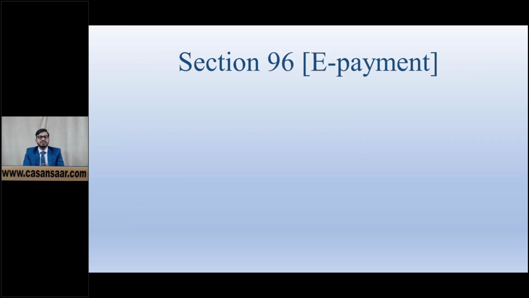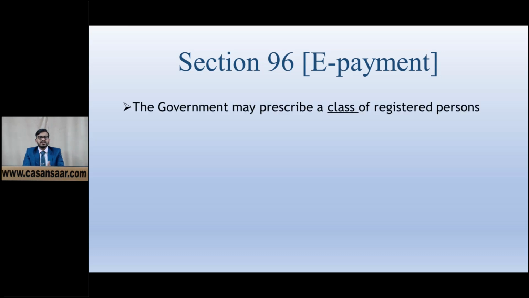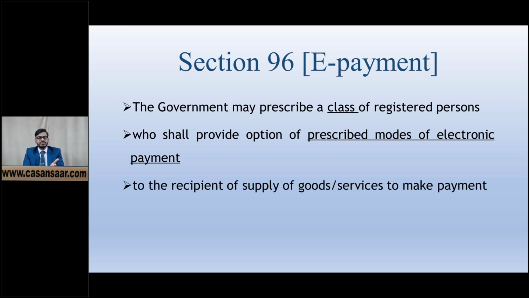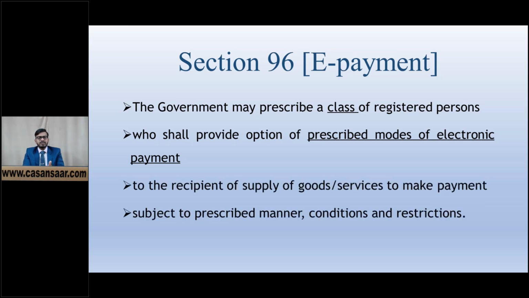Now, next section, it is related to e-payment. So basically, they have inserted a new section in CGST Act, section 31A, in which they have said that the government can prescribe a certain class of persons who would be required to provide prescribed mode of electronic payments to their recipients, and it will be subject to prescribed conditions, obviously.